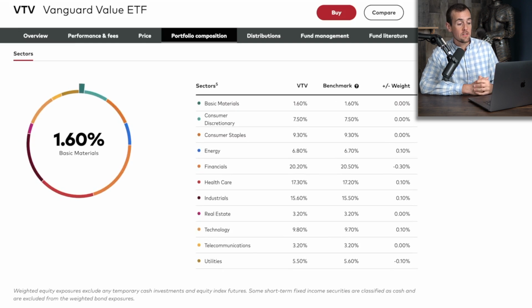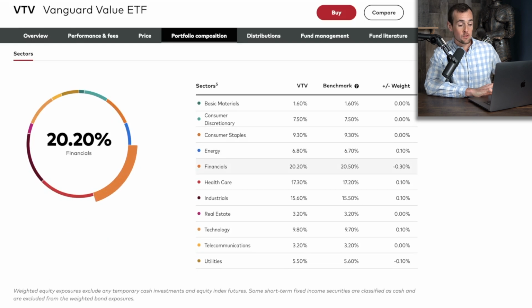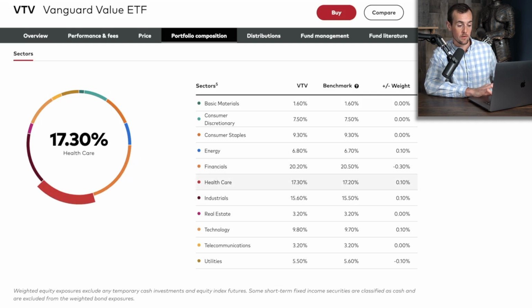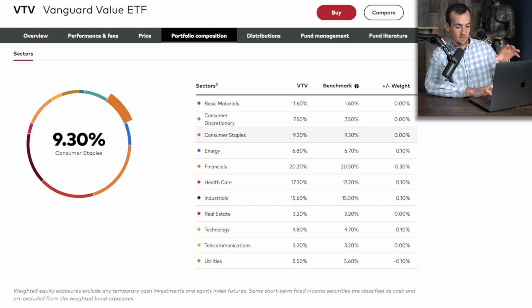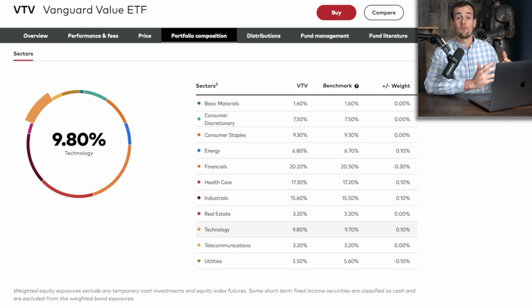Taking a look here at the sectors, the largest component in this case is going to be financials, at 20.2% of the overall ETF. The next biggest category here is healthcare at 17.3%, followed by industrials at 15.6%, and then we have technology at 9.8%, consumer staples at 9.3%, and so forth. So there's a lot less money going into tech because a lot of those are not value stocks. A lot of those are growth stocks. Financials is where you're going to see a lot of value stocks, so that's why it carries so much weight in the overall index.